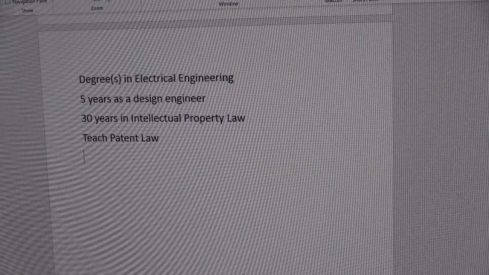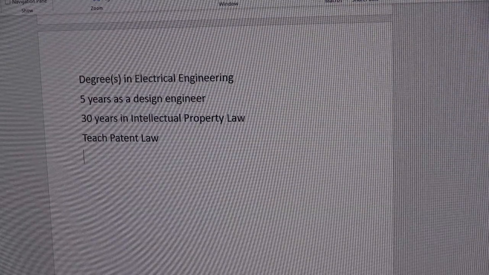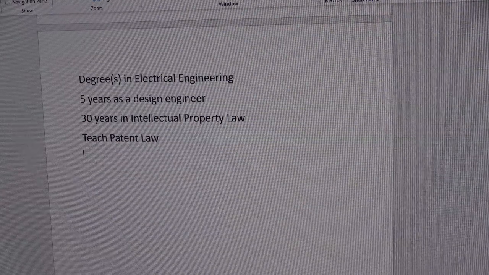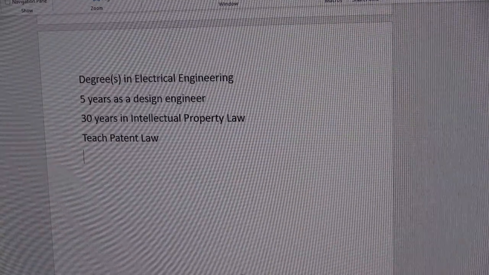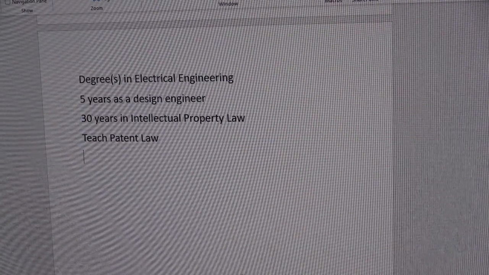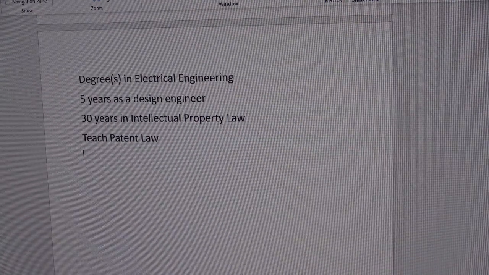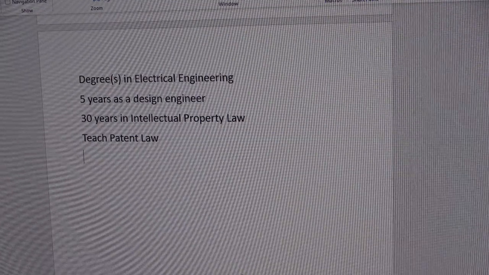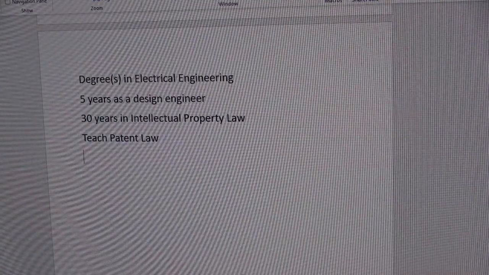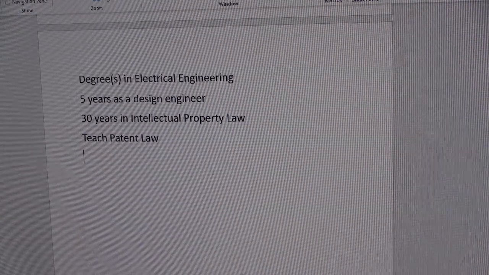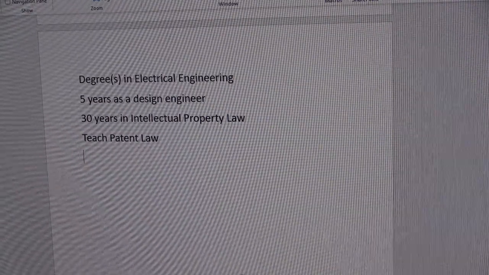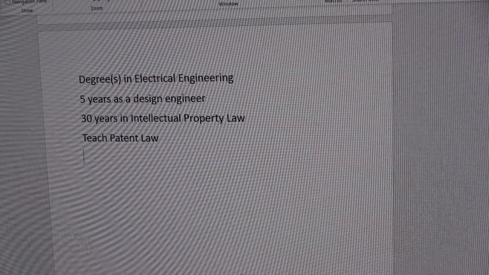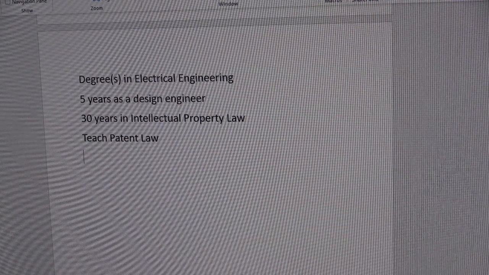I have a background. I've got degrees in electrical engineering. Spent about 5 years as a real engineer. Actually designed a couple of things, and we produced production level drawings, made things. Since then I migrated over to intellectual property law, have an outstanding 30-year career in that, and I teach patent law quite often, so I do teach.